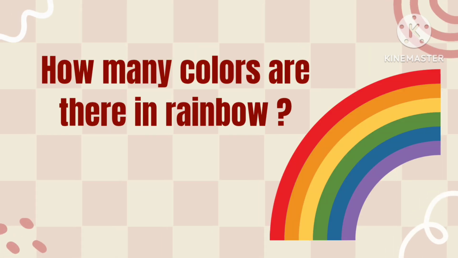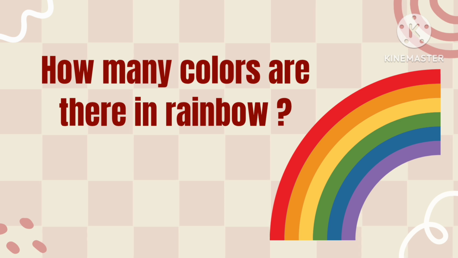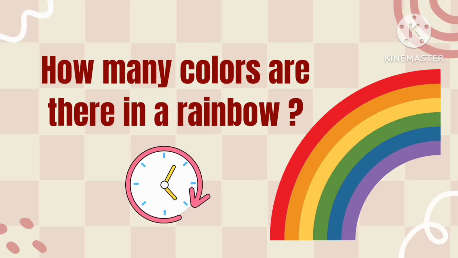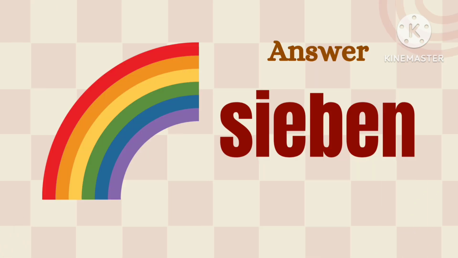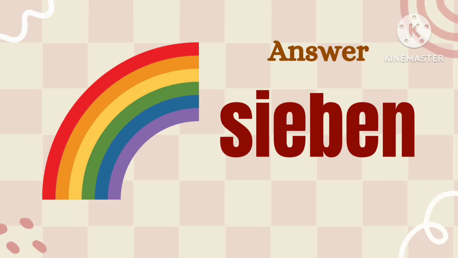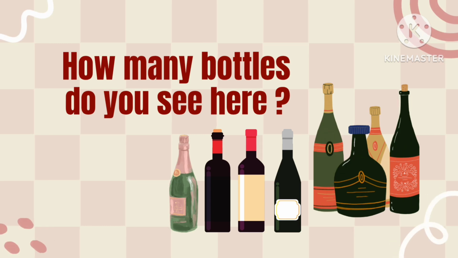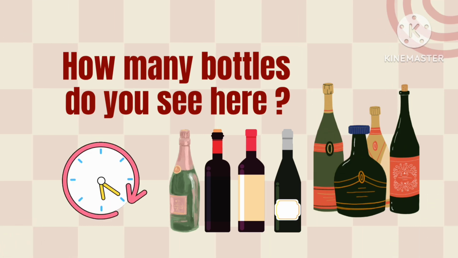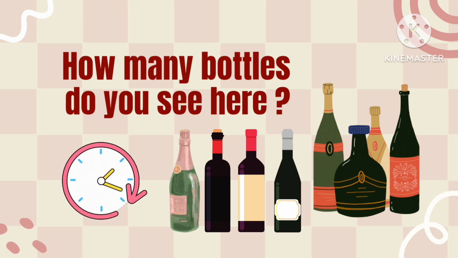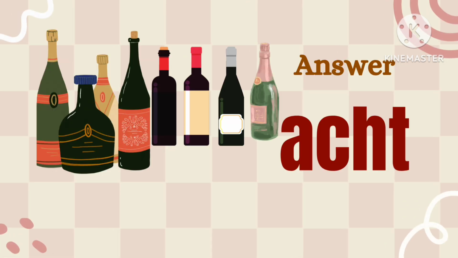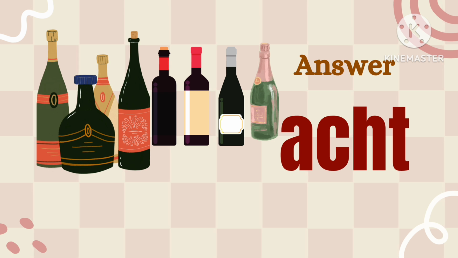How many colors are there in a rainbow? Answer is sieben. How many bottles do you see here? And the answer is acht.